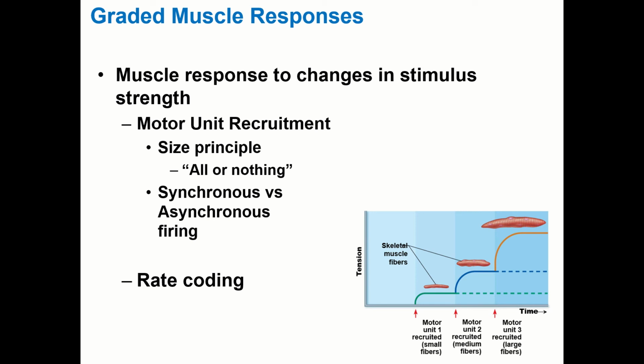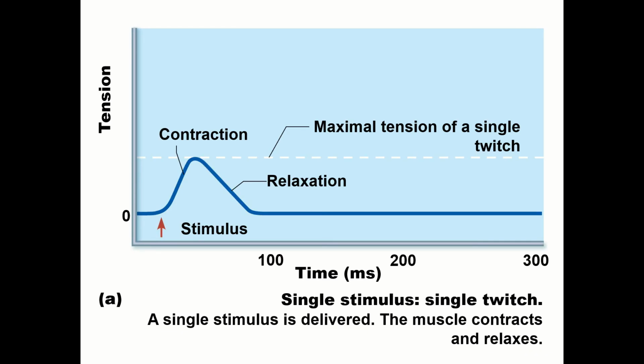So viewed another way, that is how many signals, what is the frequency of stimulation, how many electrical signals is that alpha motor neuron sending per second? The higher the number of signals, the greater the frequency, the stronger muscle contraction you're going to get. So for example, and I'll go through here real quick.